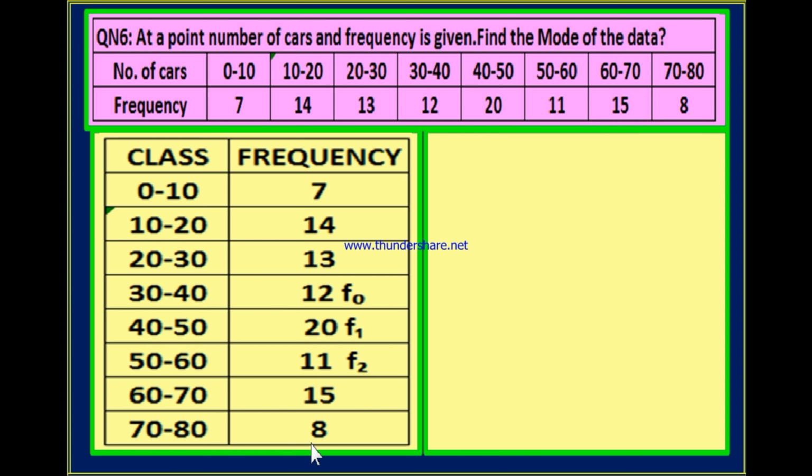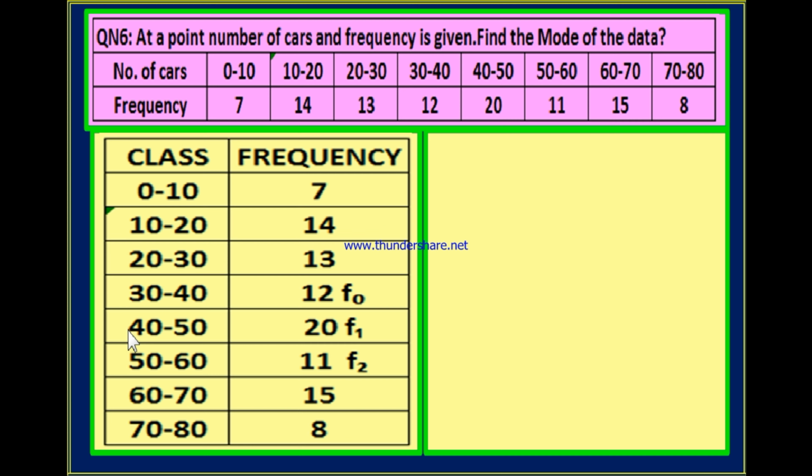After constructing this table, we pick up the highest frequency again. Here among 7, 14, 13, 12, 20, 11, 15 and 8, the highest frequency is 20. Therefore, this 40-50 class is called the modal class, isn't it? The class in which the highest frequency lies is called the modal class. Good. Now this is the modal class.